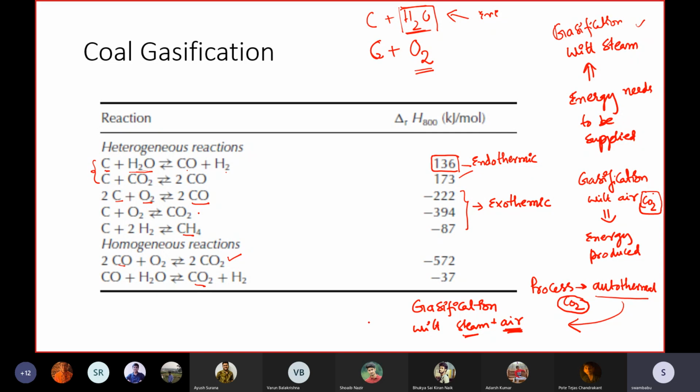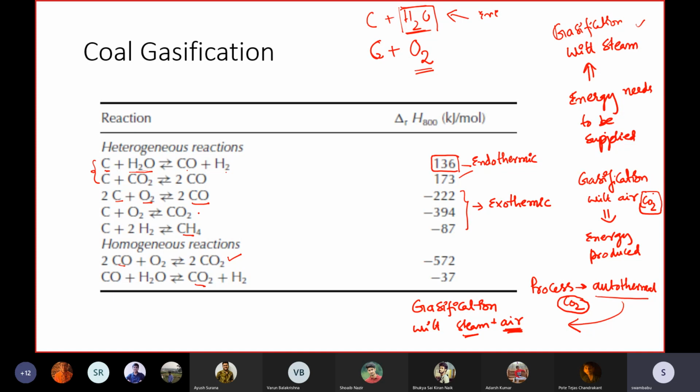At the same time, we don't need to have any external heat exchangers. So that is called autothermal. If you do steam gasification, we need to provide energy. If you do gasification with air, we need to recover the energy. We have to cool it, we have to remove the energy. But if you combine both gasification with steam and air simultaneously, that is called an autothermal process.